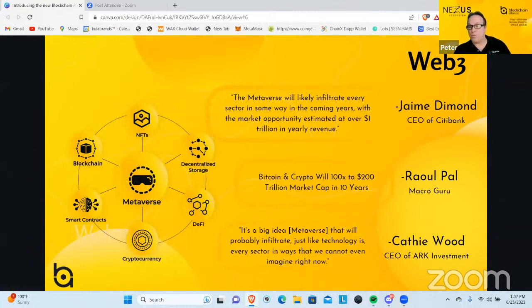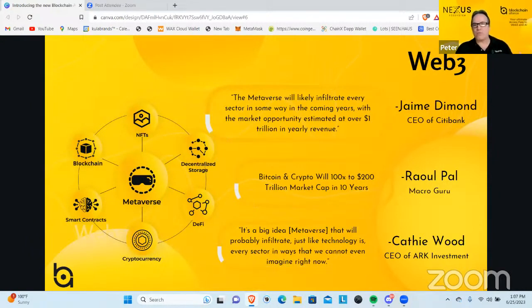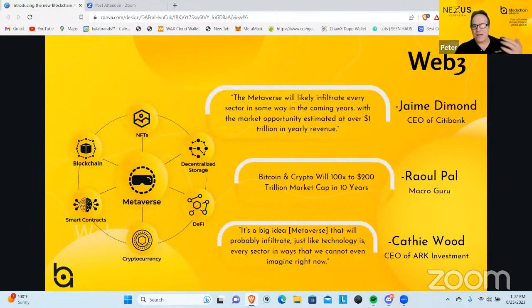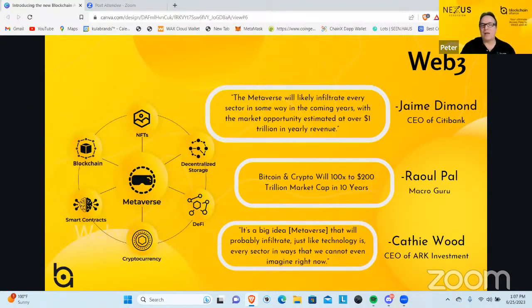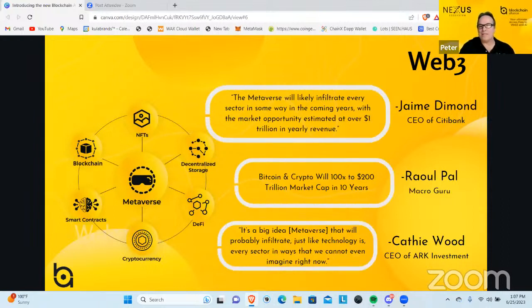And then Kathy Woods, ARK Investment. If you watch any TV, she's everywhere doing interviews and talking about Web3, about metaverse, about all of this type of stuff. They're investing in AI companies right now. It's a big idea, metaverse, that will probably infiltrate, just like technology is, every sector in ways that we can't even imagine right now.